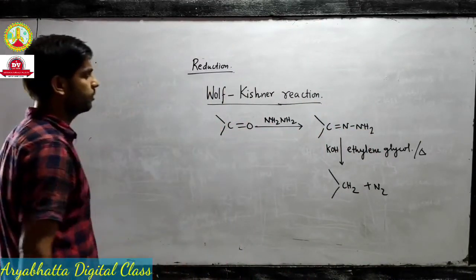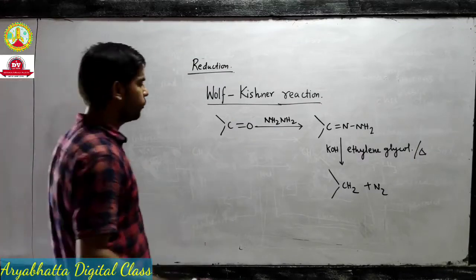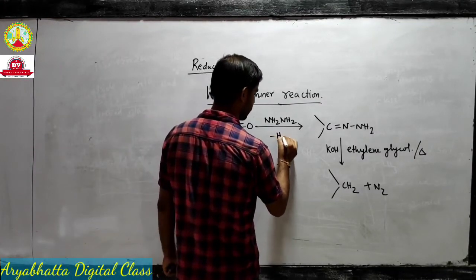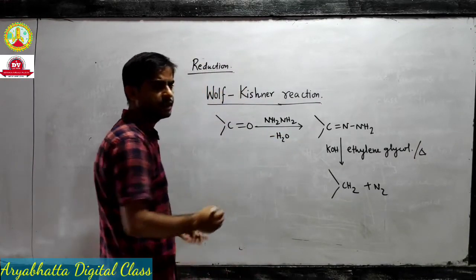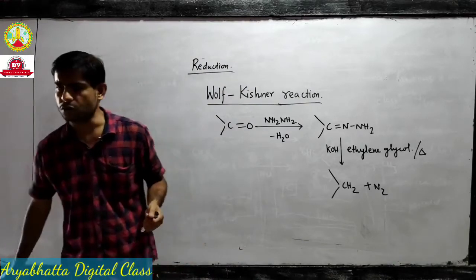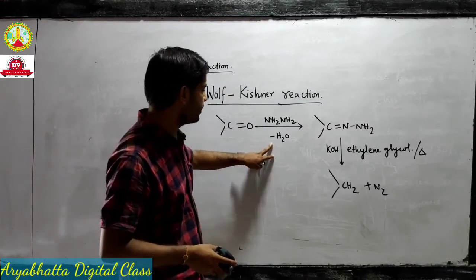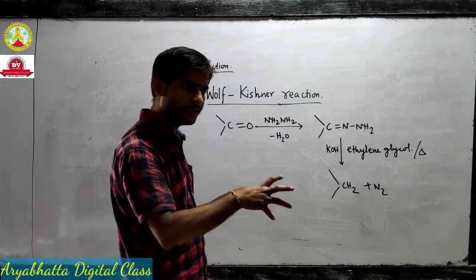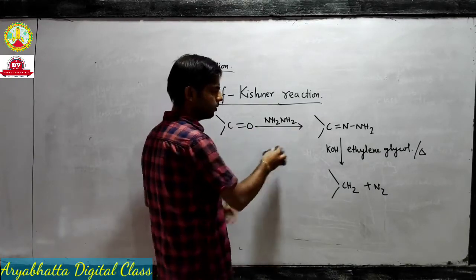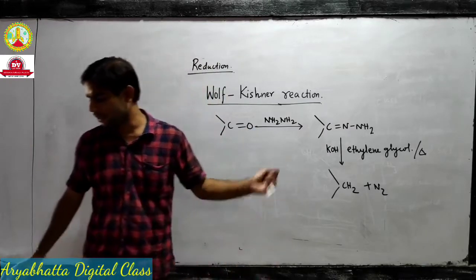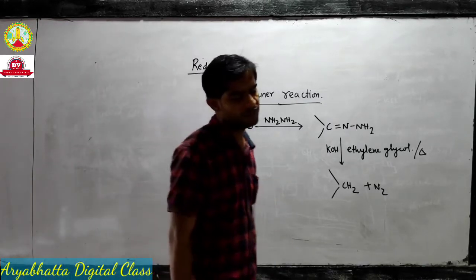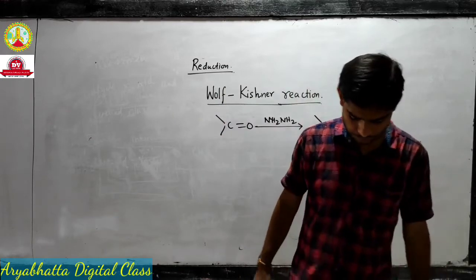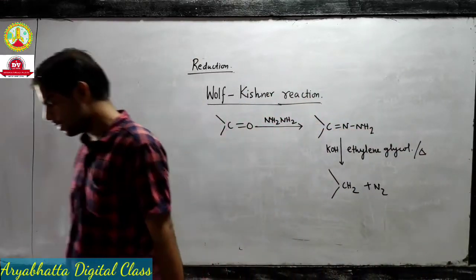So this is something some of you may see in the NCERT textbook. Just don't bother. This minus H2O means the H2 and O will combine, so it gets dehydrated. It will lose one water molecule. That's why the minus H2O is given there. It's nothing to worry about.